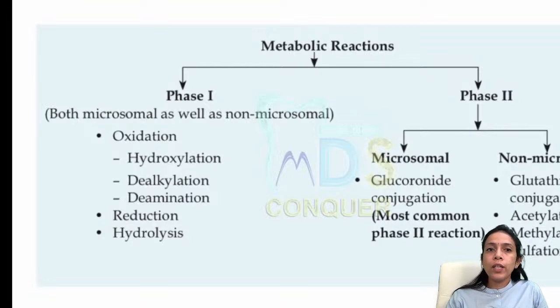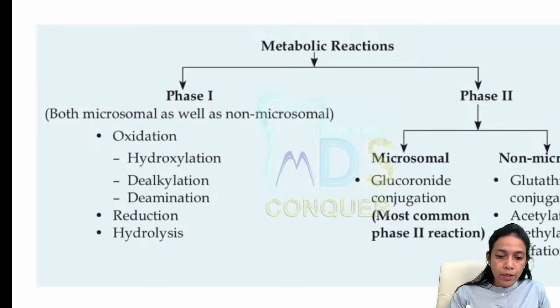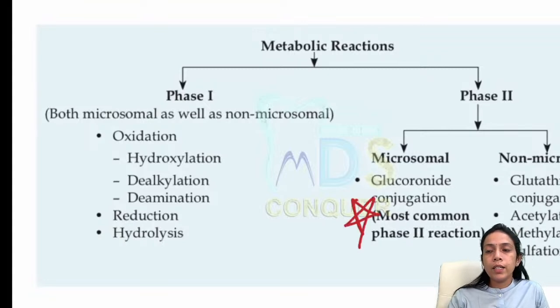So coming to the phase 2 reactions. Phase 1, as you can see, is the oxidation, reduction, hydrolysis, and in oxidation, the hydroxylation, dealkylation, and deamination. Whereas phase 2, the microsomal, very important and most common is the glucuronate conjugation. Okay, it is very, very important. It is the most common, that is glucuronate conjugation. Glucuronate conjugation is the most common phase 2 reaction. Okay, I hope it's clear.